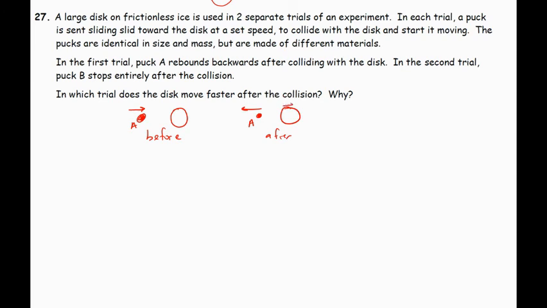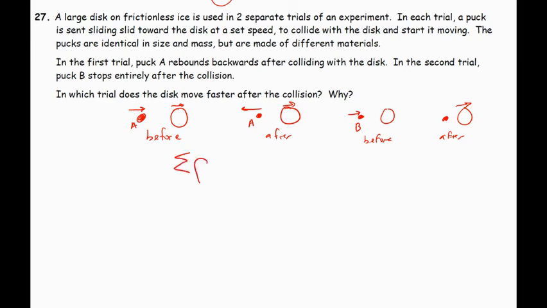And in both collisions, your disc is going to end up moving, okay? So then in this case, you have B. B is going this way. This is before. And then afterwards, B has no momentum anymore, and the disc is moving, okay? It says, in which trial does the disc move faster after the collision? So we need to think about the laws of conservation.